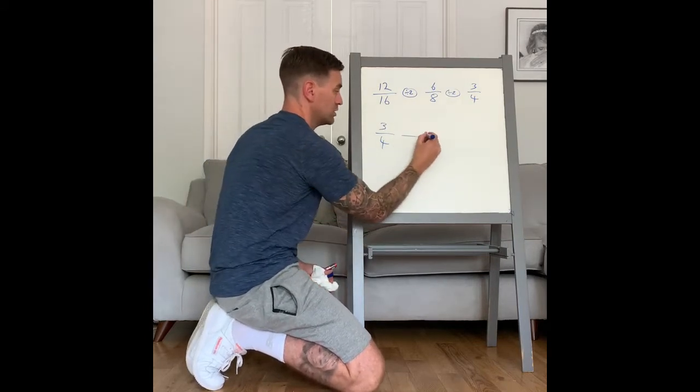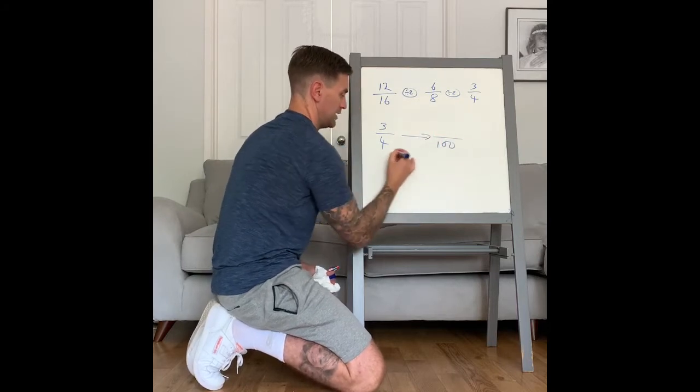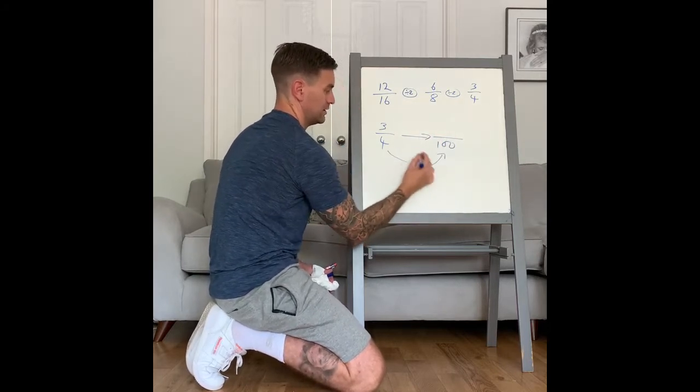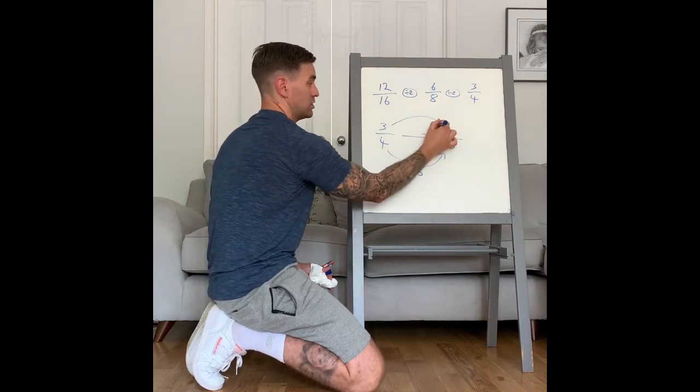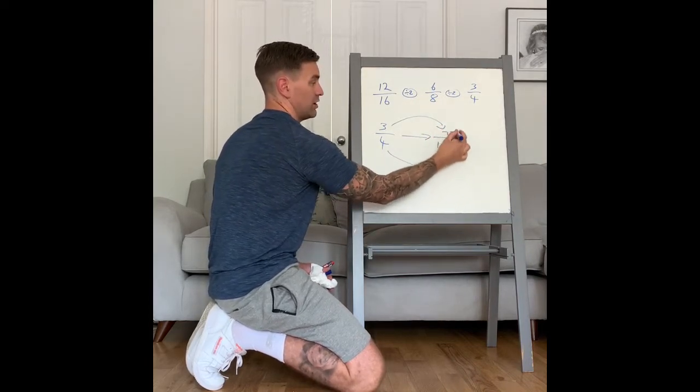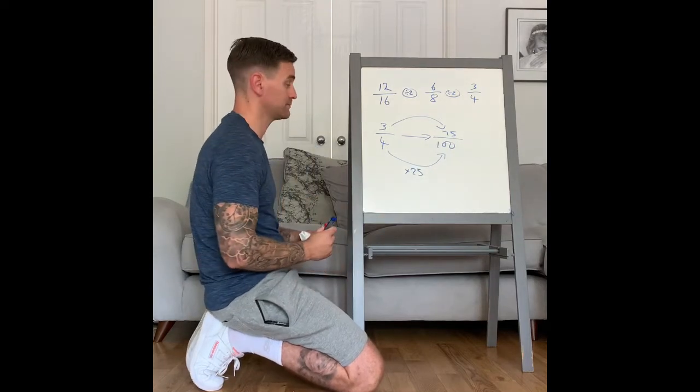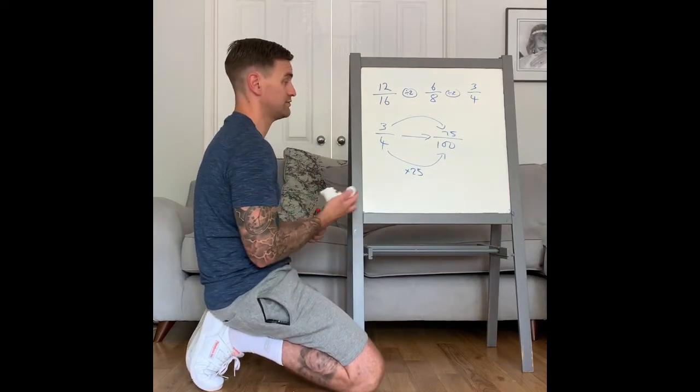If not, how are you going to turn that? 4 times what is 100? Well, it's 25 again, isn't it? So do the same to the top. 75 over 100 is 75%. Okay? So the answer is 75%.